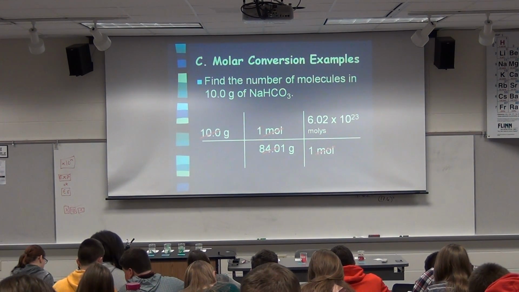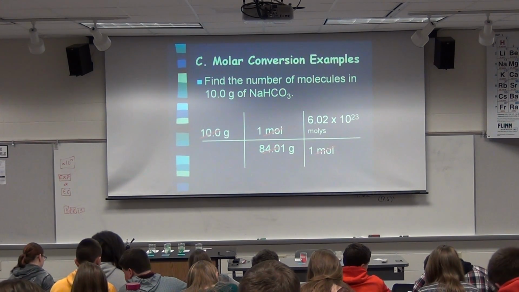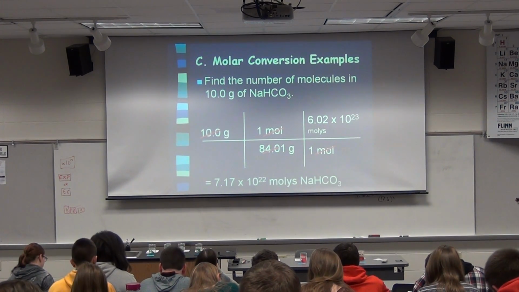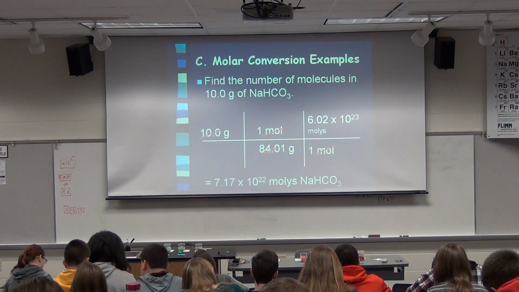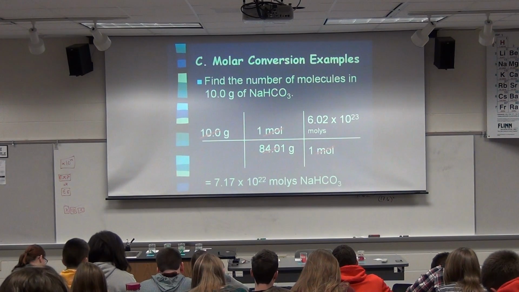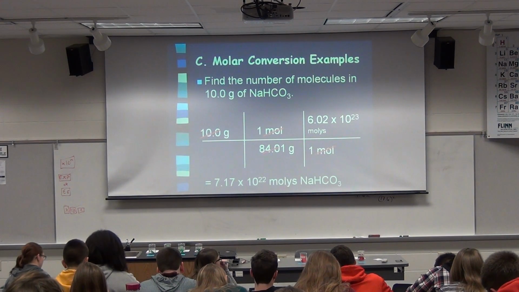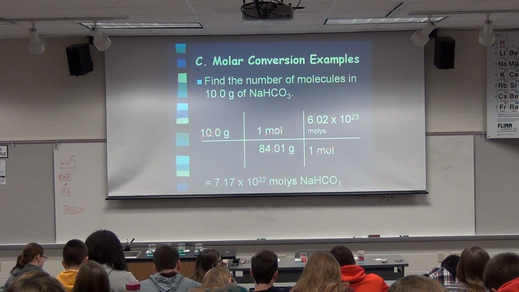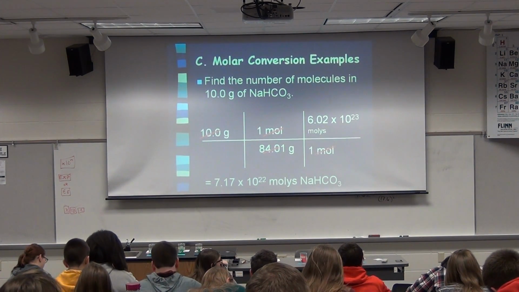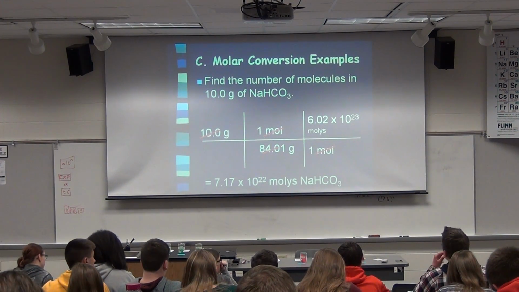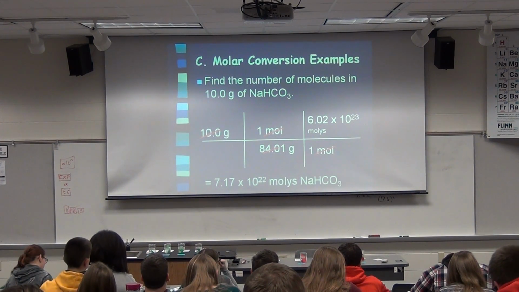And then we're going to plug it all into our calculator. I don't know how my lines got shifted. So 10 times 1, you don't have to do that, times 6.02 times 10 to the 23rd, divided by 84.01. And you should get 7.16 with a bunch of digits, times 10 to the 22nd, which will round to 7.17 times 10 to the 22nd. I'm going to assume, since no one had any issues previously, that we're still not having issues with our exponents.